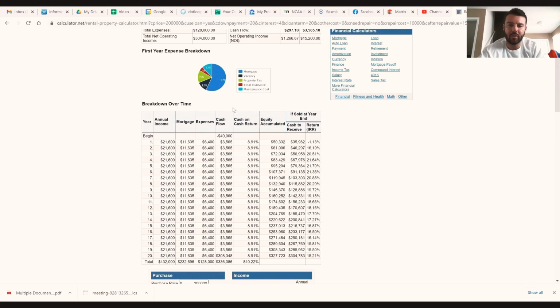And you can see down here, this is kind of the fun part. It'll actually show you what your internal rate of return will look like every single year for those 20 years. Cash to receive, if you sell it, but if sold at the end of the year, you began at negative 40,000 because that was your down payment. And of course, after year 1, your internal rate of return will be negative because you only received $36,000 that year. And then you'll see it skyrockets here, and your cash to receive also goes up every single year that you own this place.